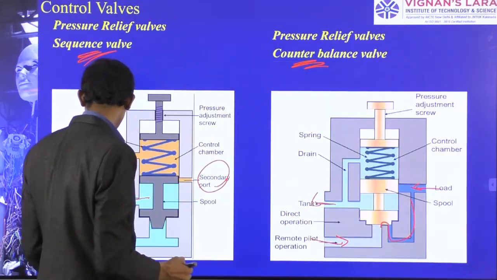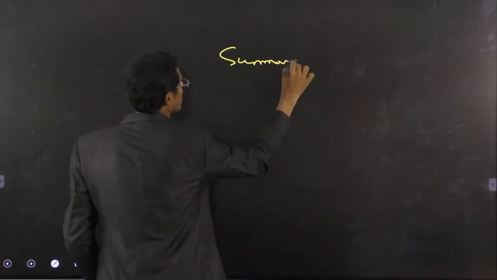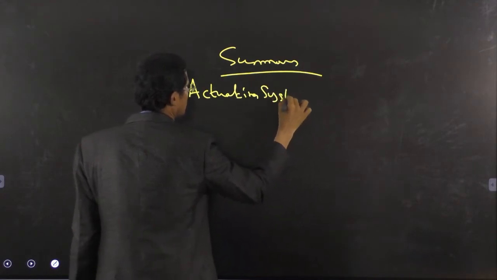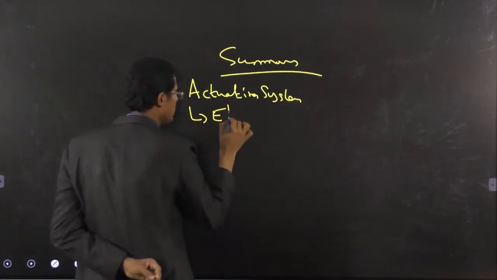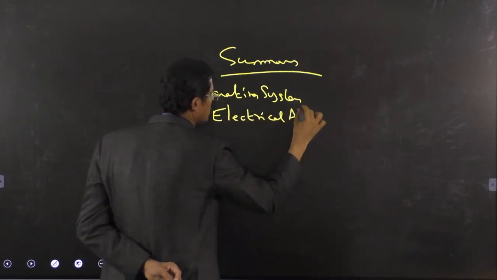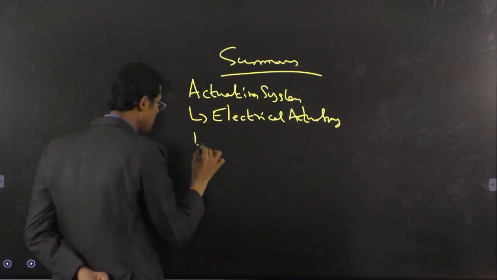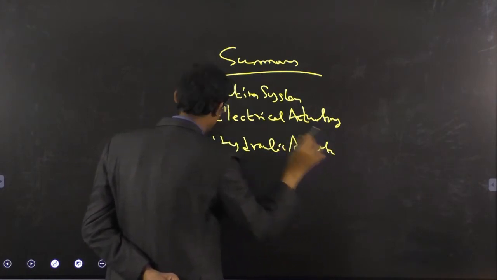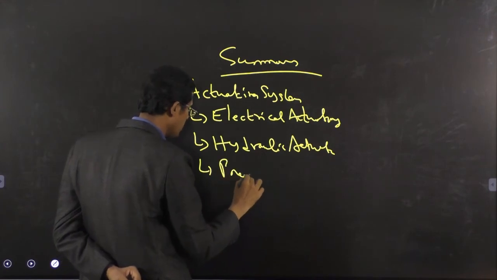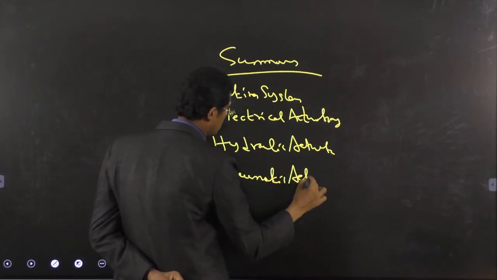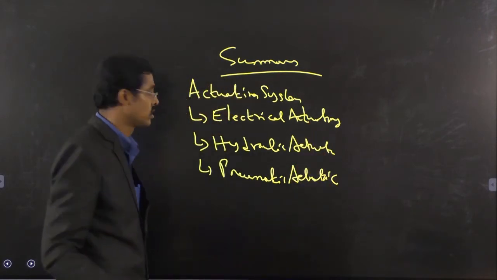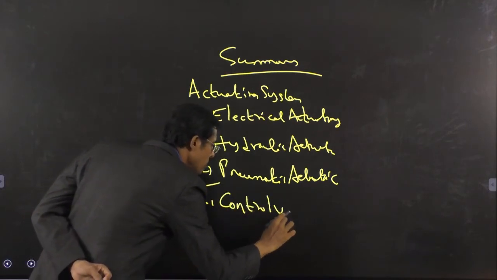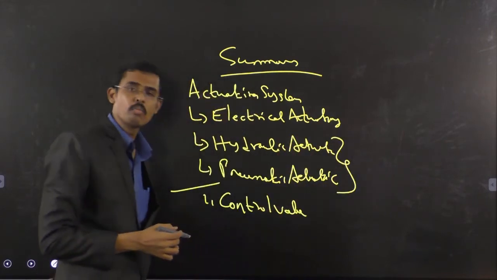In general, in the actuating systems, we have covered the electrical actuating, and then we have seen about the hydraulic actuating, and the pneumatic actuating devices. These actuating devices have the controlling units, control valves, for these two, hydraulic and pneumatic actuating systems.